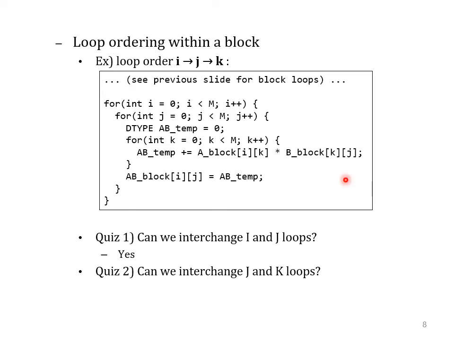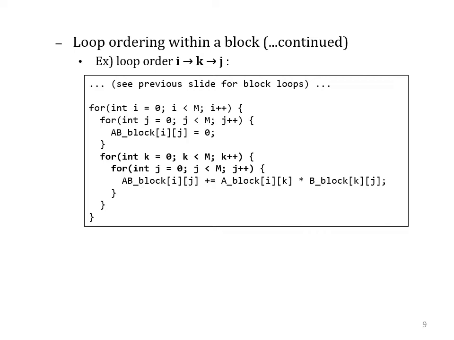Well, if we interchange j and k, we are no longer going to initialize the value of AB temp to 0 before the k loop, right? And that's why no, we cannot interchange j and k loops. But if we had a separate loop that properly initializes everything in the j loop somewhere here, then it would be okay to swap the location of j and k loops. Let's see how it's done in the next slide.